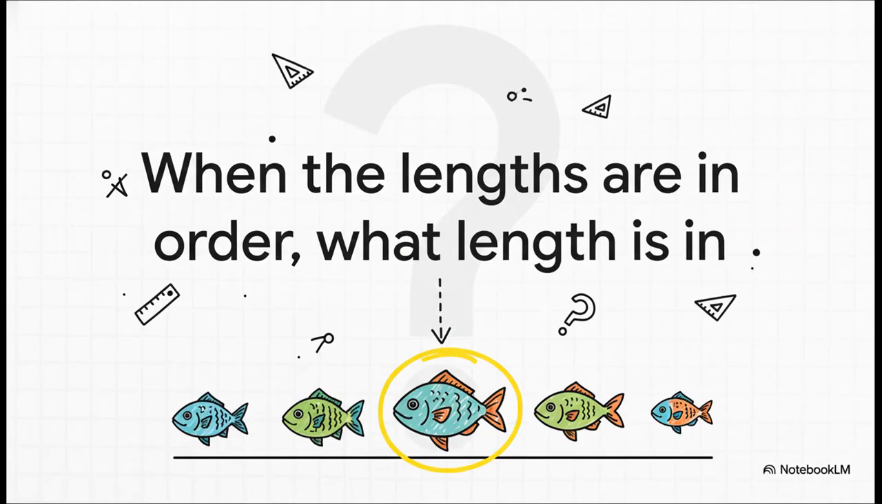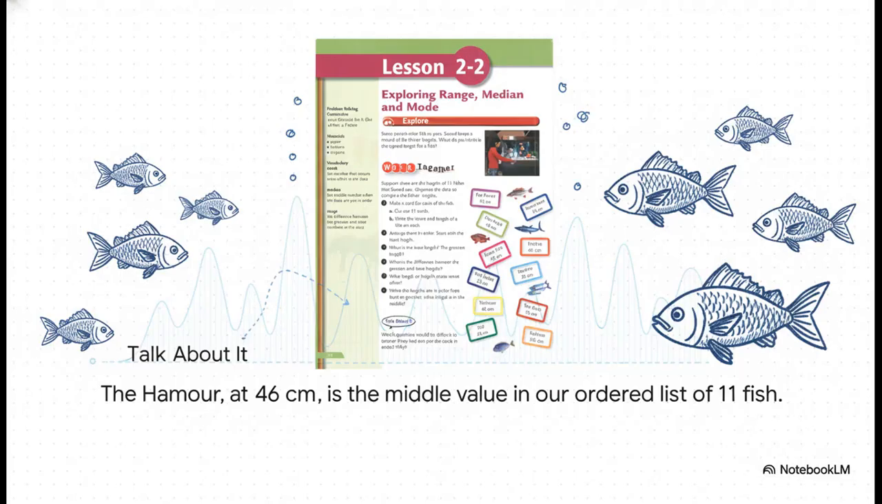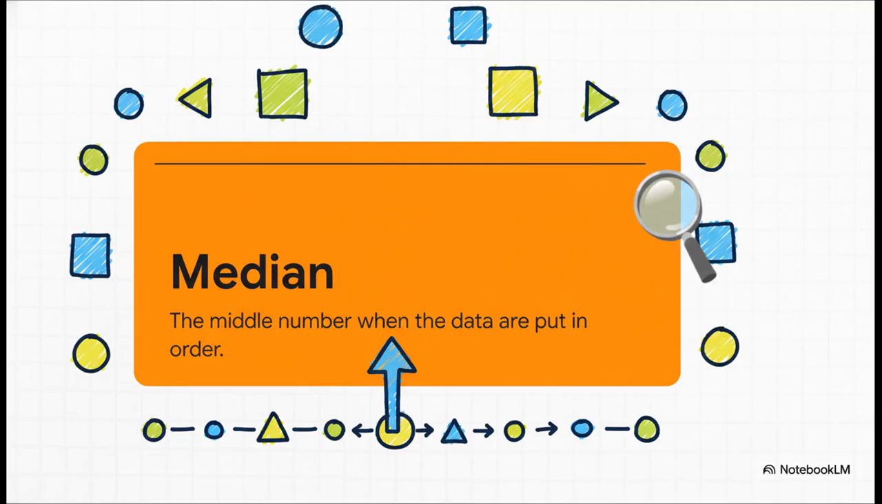Simple. Okay, for our last tool, let's find the dead center. Which number is sitting right in the middle? Look at that. The hamor at 46 centimeters is smack in the middle. 5 are smaller, 5 are larger. And that middle number has a name too. It's the median, the literal central point of your data.